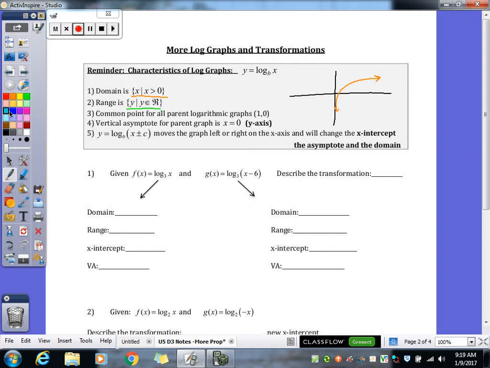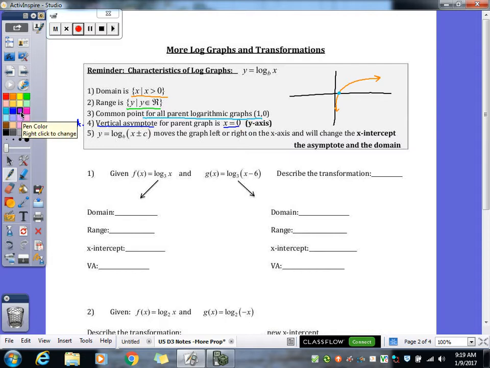The common point for your parent log graphs is always going to be an x-intercept of 1 unless you move the graph up, down, left, or right. Any kind of movement changes that. Otherwise, it's always going to be 1, 0. We have a vertical asymptote. Remember, we usually shorten that down just to say VA at x equals 0. Again, that does change if your graph changes, if you move it around.